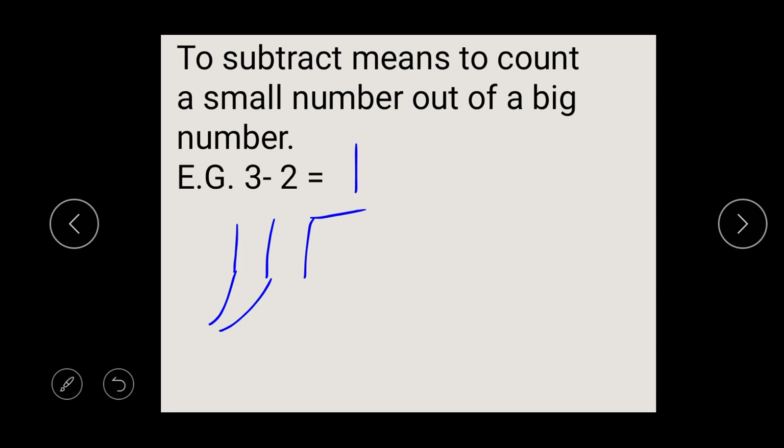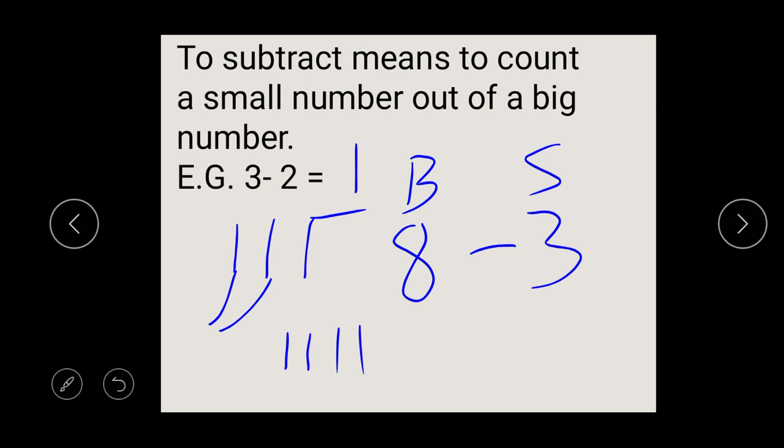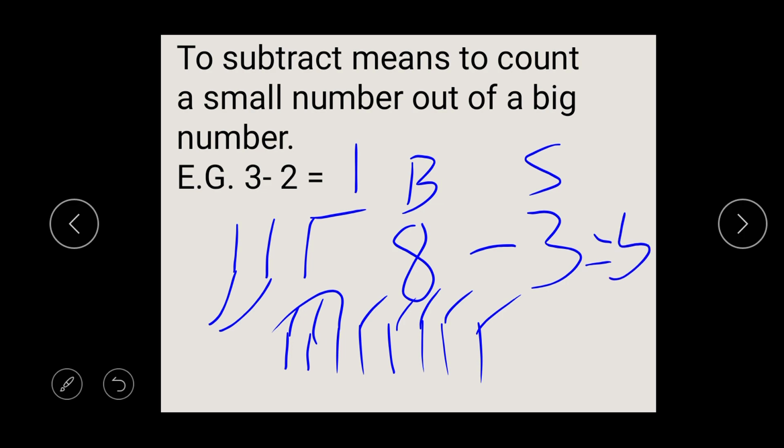You can have another example like 8 minus 3. That means we are counting 8, which is a big number, and we are removing 3, which is a small number, from 8. That is how subtraction works. So let's count 8. 1, 2, 3, 4, 5, 6, 7, 8. Now let's remove the small number out of the big number. 1, 2, 3. Now let's count the remaining. 1, 2, 3, 4, 5. So 8 minus 3 is 5.